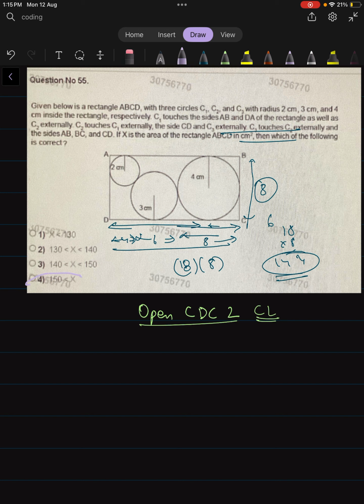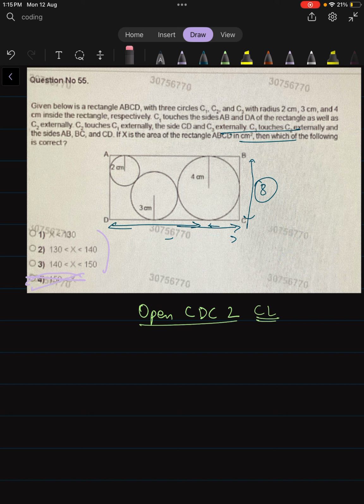Okay, x greater than 150 can be rejected, but you cannot comment on any of these because this is just an upper bound. Now I'll tell you why this is an upper bound, if some people are still wondering why I'm saying this is not the correct answer. This is because this is 4 for sure. Okay, this is 2 for sure.